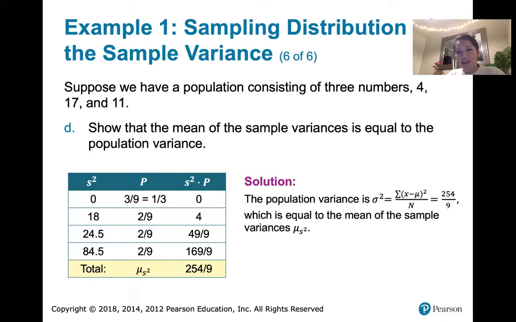The sample variance is supposed to estimate the population variance. And if we are able to calculate its mean, that's the expected value of that sample variance. It's a good thing if it gives us the corresponding population parameter, in this case, the population variance. So that is one concrete example that shows you a sampling distribution for sample variance.